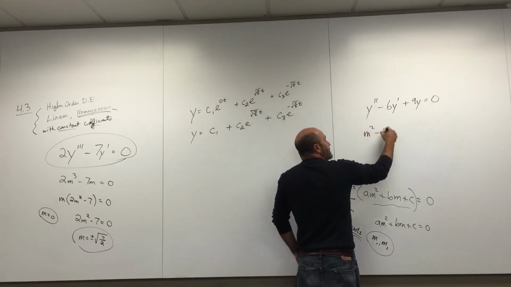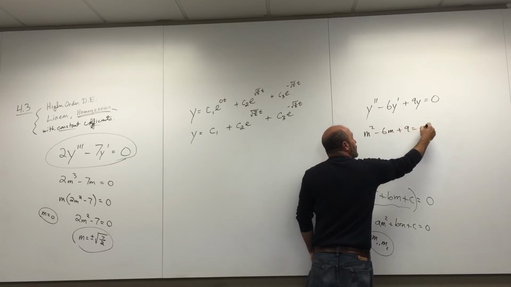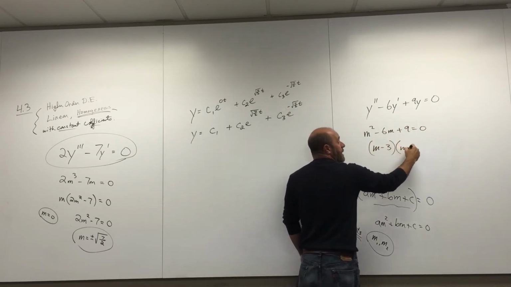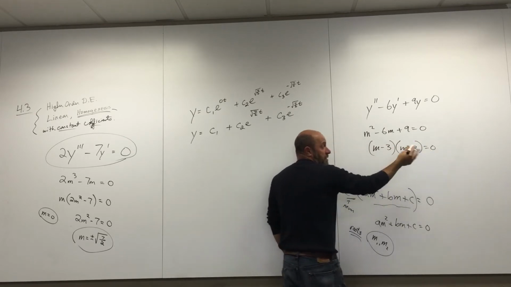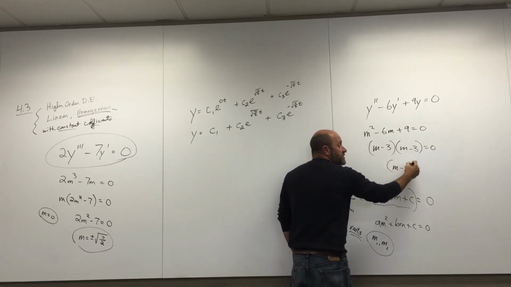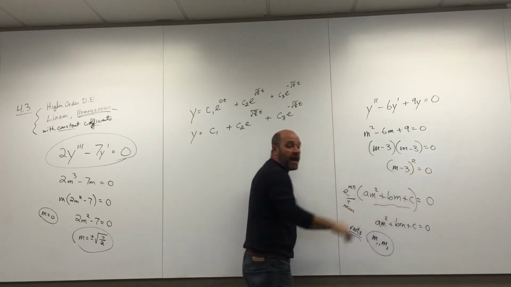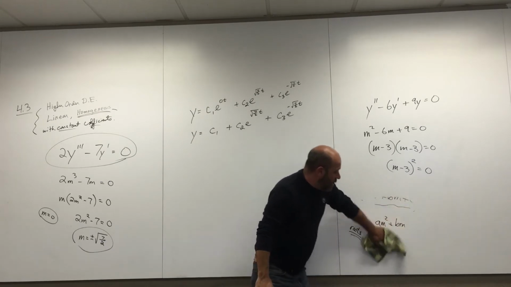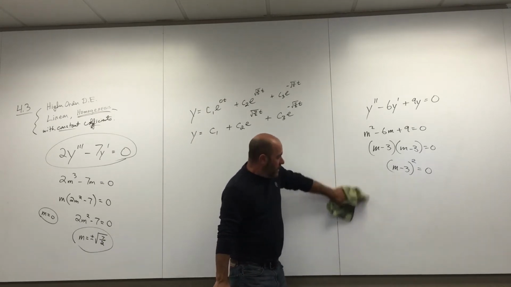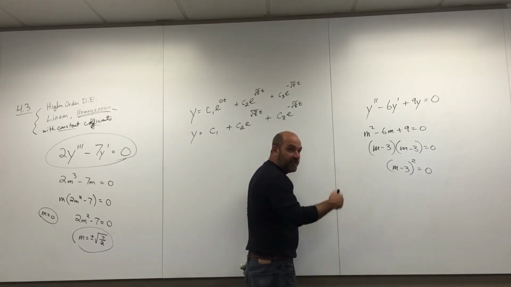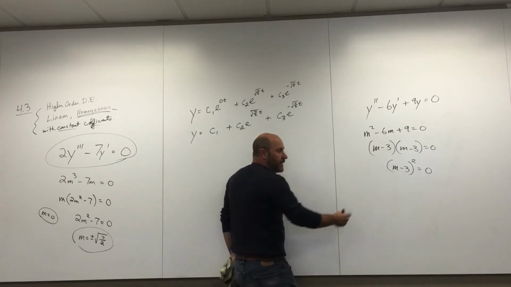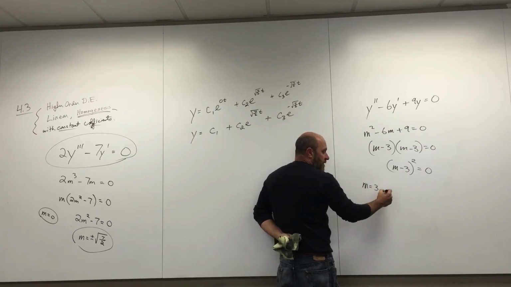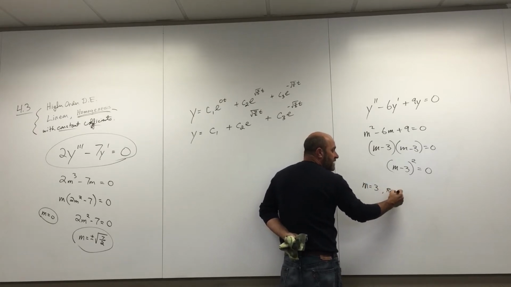m squared minus 6m plus 9 equals 0. That factors very easily into m minus 3, and m minus 3 equals 0. Or somebody might have said m minus 3 squared equals 0. Either way, what are you getting here? You're getting one root, but it's a repeated root. You're getting one answer twice, right? The answer is m equals 3. It's a real root, but I'm going to call it a real repeated root.